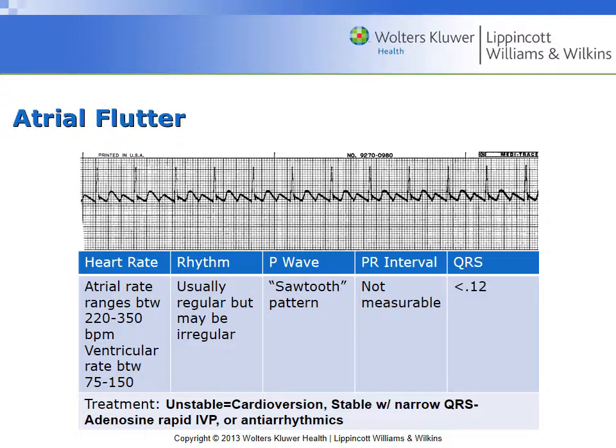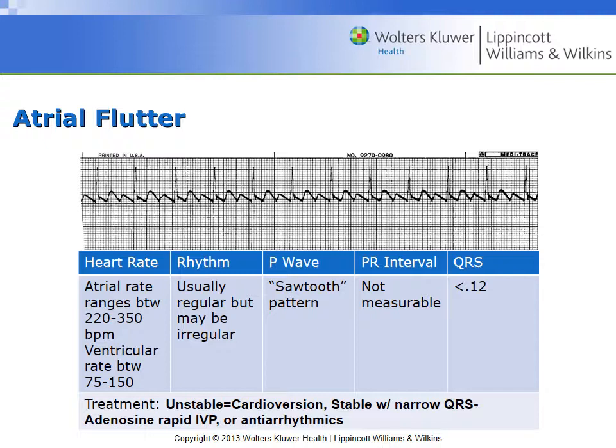So atrial flutter is textbook characteristic for that sawtooth pattern that you're seeing on the monitor there with the patient's P waves. The rhythm of atrial flutter can be regular for the most part. Oftentimes it is irregular. It just depends on what's going on with the patient. The P wave is a sawtooth pattern that's not measurable, and the QRS complex most often is less than 0.12.